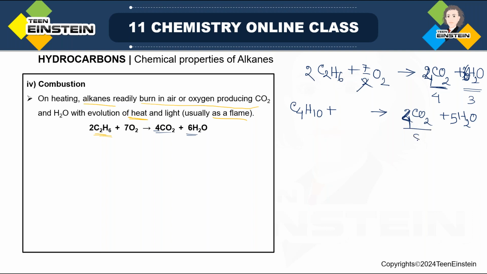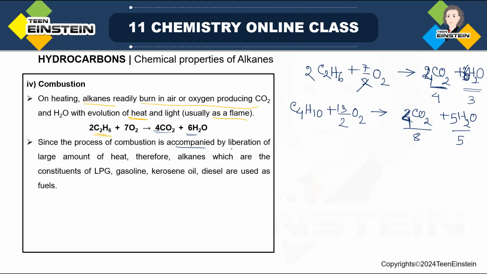Now total oxygen here is 8, 4 into 2, total oxygen here is 5. So 8 plus 5 is 13. So oxygen should be 13 by 2 O2. But if you want to multiply with 2, you can do so. So in this way, balancing a combustion reaction is very easy.